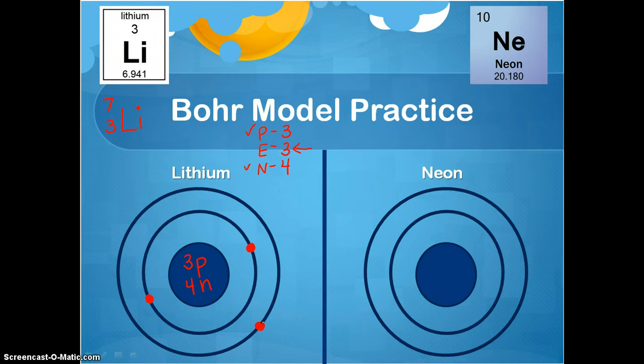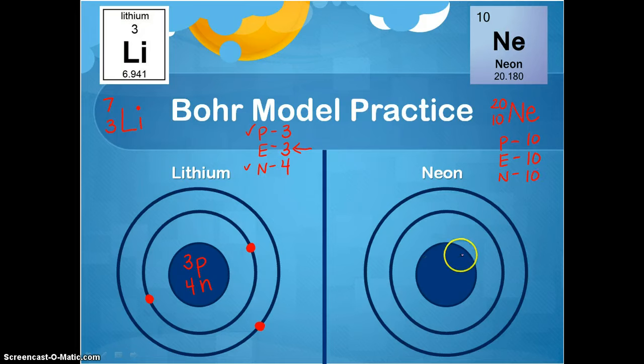My next one is neon. Again, I'm writing my symbol, Ne, and it has an atomic number of 10, so that goes at the bottom. It has a mass number of 20, that goes at the top. I'm going to calculate my PEN, P-E-N. Protons, I'm looking at that atomic number, it's 10. Protons and electrons are equal, so electrons must also be 10. And then remember to calculate my neutrons. I'm going to subtract the two, so 20 minus 10 is going to give me 10.